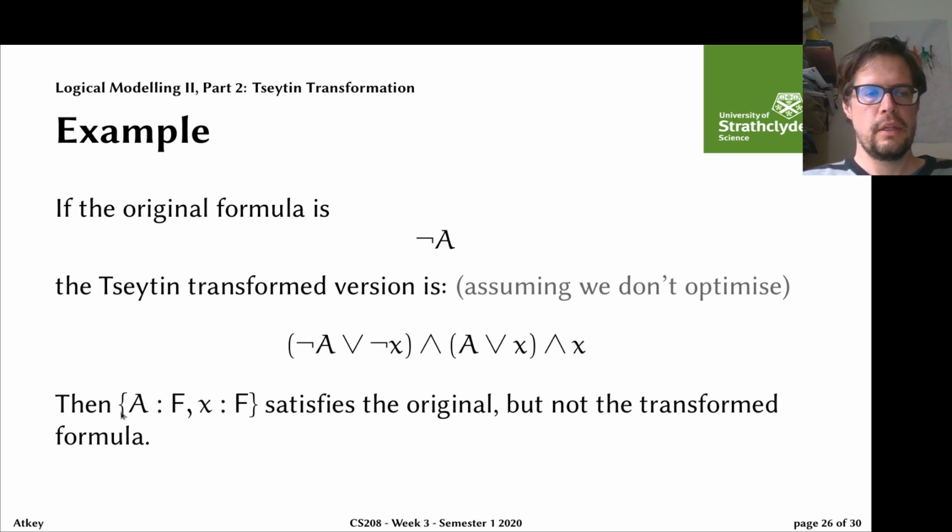Now, the valuation A is false and x is false satisfies the original, because if A is false, then not A is true, so that's a satisfying valuation for this, and it doesn't matter what x is. But this doesn't satisfy the transformed version, because for this one it does matter that x is true. So these formulae are not equivalent, but they are equisatisfiable.